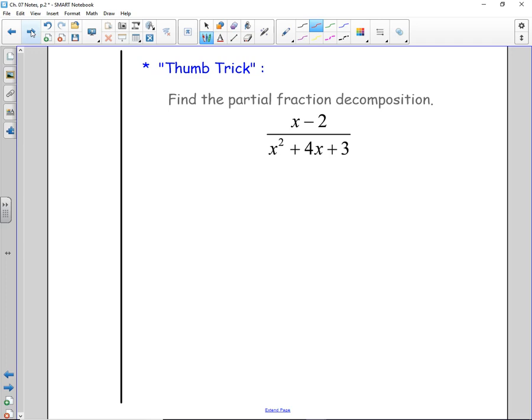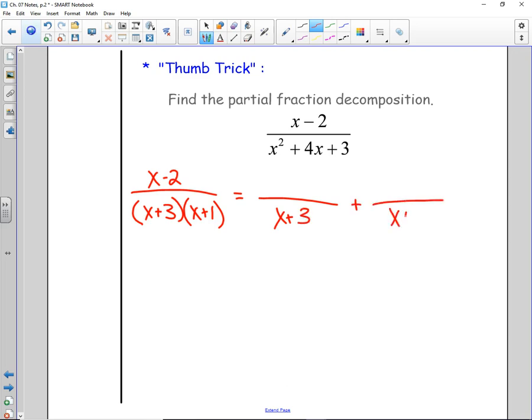Step 2, what's it say? Factor, right? This isn't a hard factoring one. How do I factor that guy? x plus 3, I agree. Which means my partial fractions would break down into 1 for the x plus 3 guy and 1 for the x plus 1 guy.